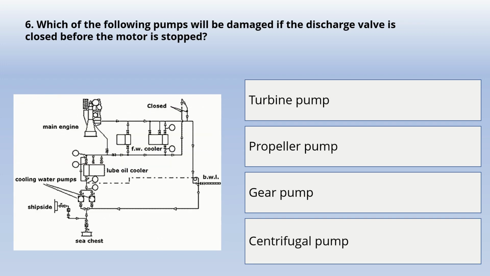Our next question is, which of the following pumps will be damaged if the discharge valve is closed before the motor is stopped? And the options are turbine pump, propeller pump, gear pump, centrifugal pump. And the correct option is gear pump.